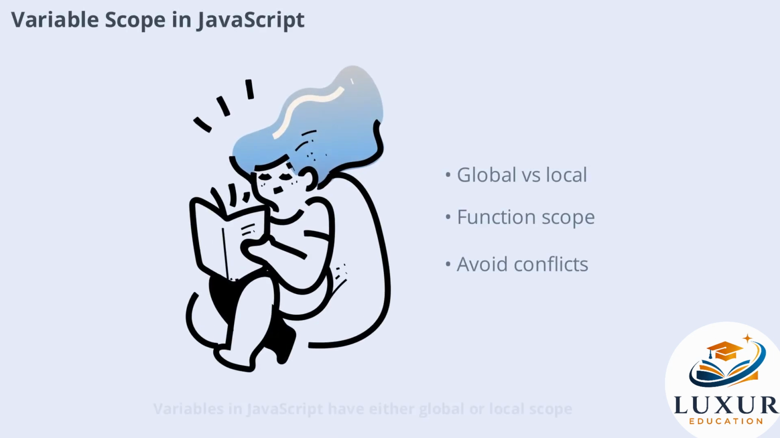Variables in JavaScript have either global or local scope. Global variables are accessible anywhere in your code, while local variables exist only within the function where they're defined. If a local variable shares a name with a global variable, the local one takes precedence within its function. Understanding scope helps prevent naming conflicts and bugs.